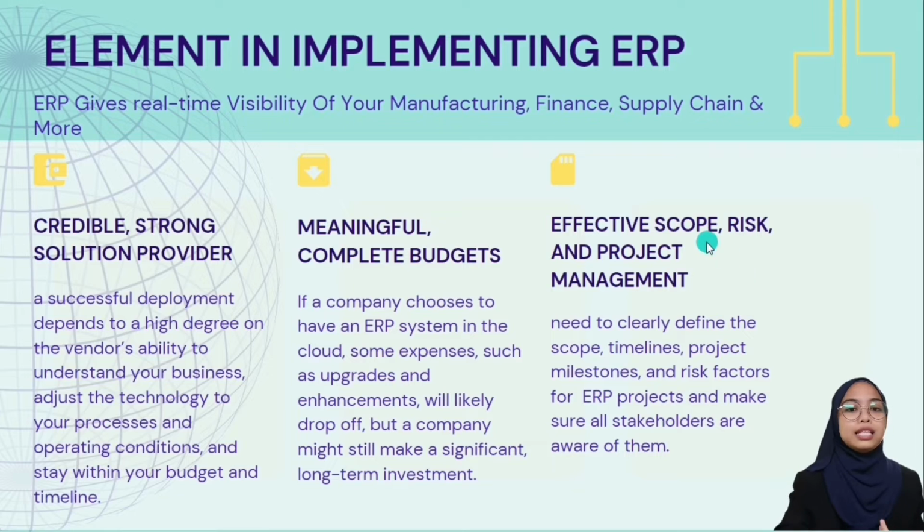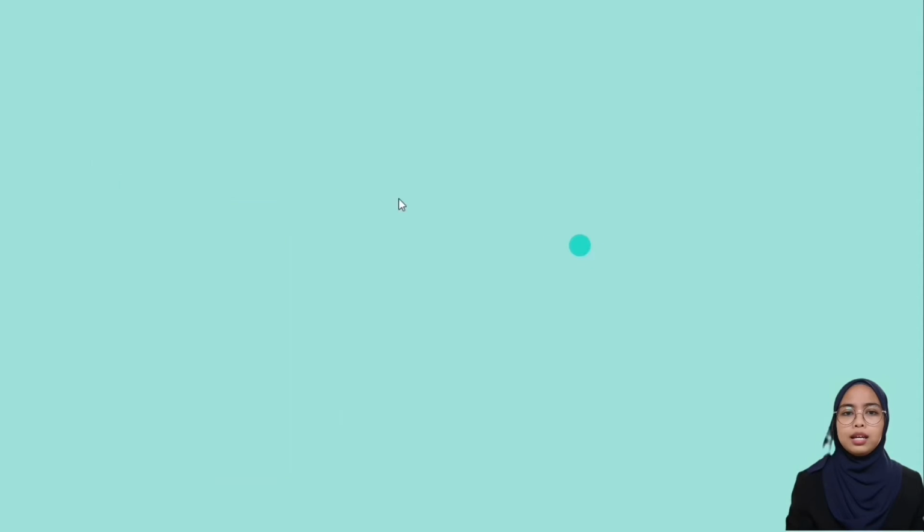The sixth element is effective scope, risk, and project management. Companies need to clearly define the scope, timeliness, project milestones, and risk factors for the ERP project and make sure all stakeholders are aware of them.